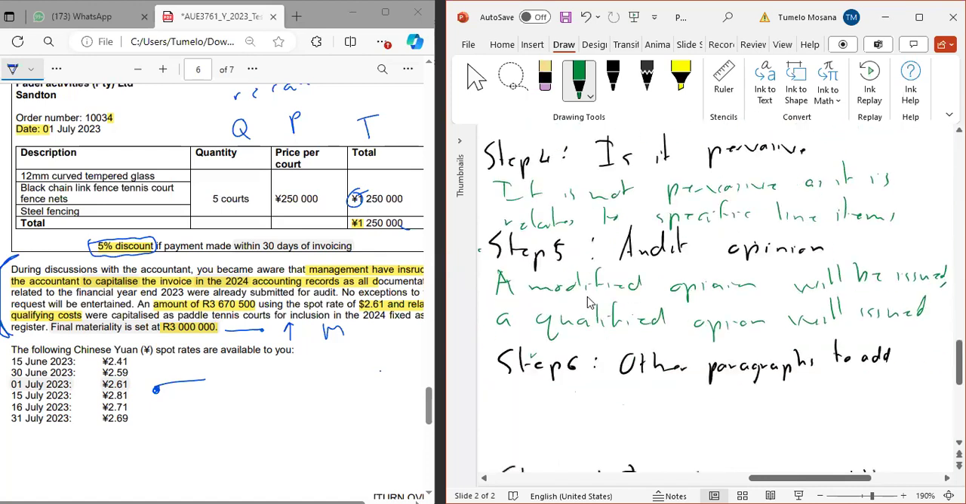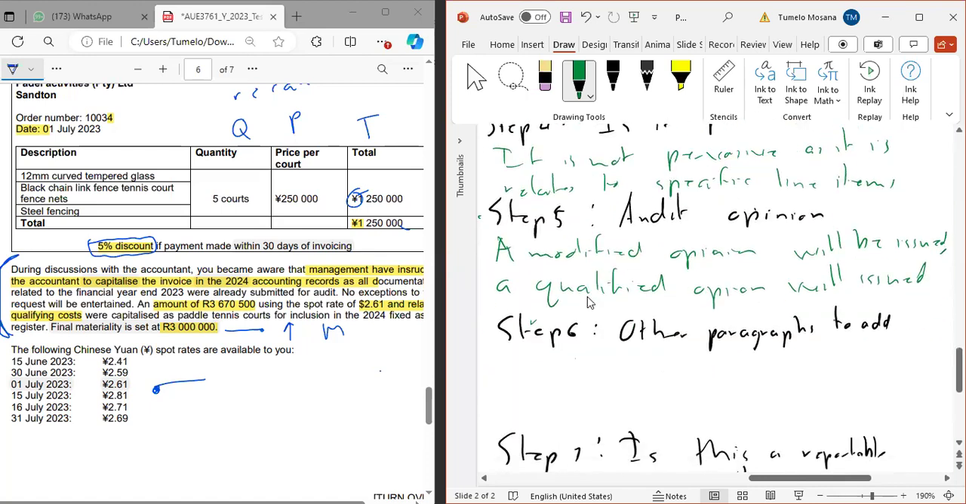So what are the other paragraphs that you can add onto your report? You could add the except for paragraph. You would issue a qualified opinion, but you would add the except for paragraph, because the financial statements are fine, but the only problem is this one. And since it is a modified opinion, you would also state the basis for your qualified opinion.